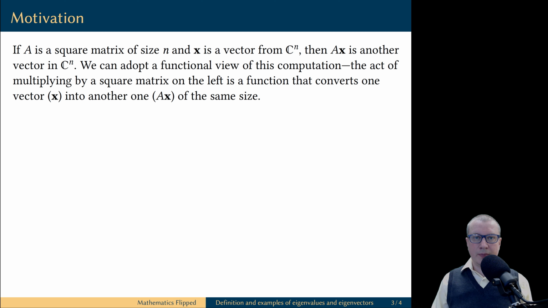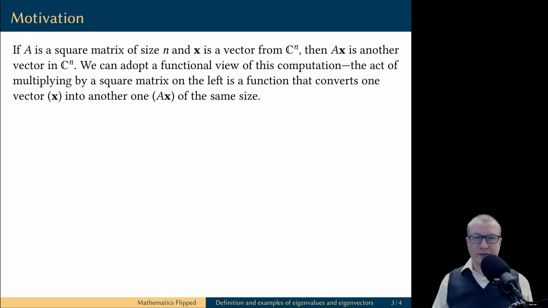If we have a square matrix A of size n and a column vector x of size n, then we can construct the matrix vector product, matrix A multiplied by the vector x. The result of this product is another column vector of size n. We can think of this operation as a function. We have a fixed matrix A. As an input, this function takes a column vector x of size n, and as an output, the value of the function, it produces the column vector A times x.